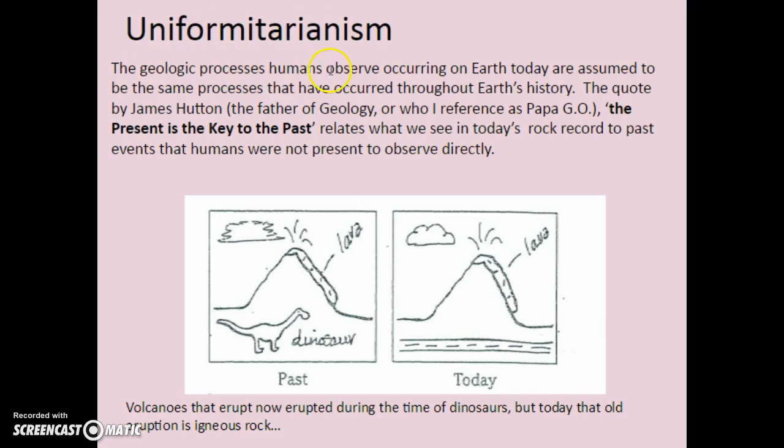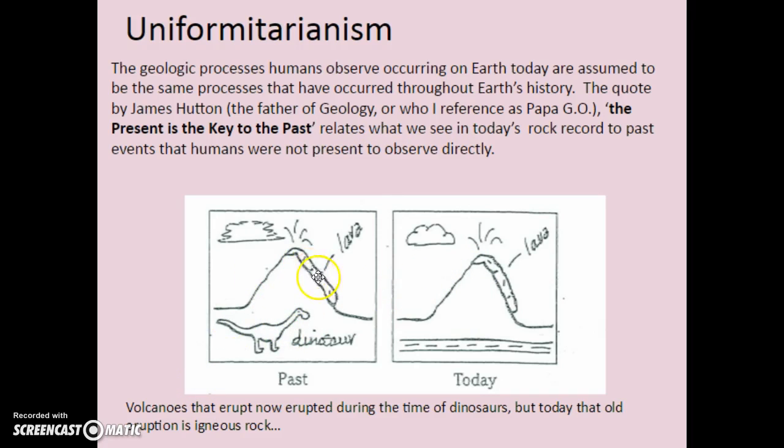That geologic processes that we observe occurring today are assumed to be the same processes that have occurred throughout Earth's history. The quote by James Hutton, right, the father of geology, who I reference as Papa Geo, "The present is the key to the past," relates what we see in today's rock record to past events that humans were not present to observe directly. So here's kind of a caricature that I think explains that well.